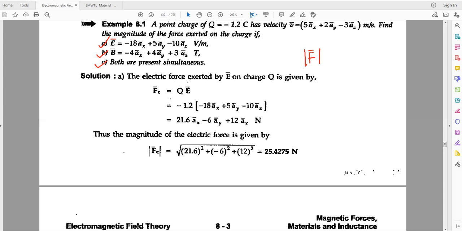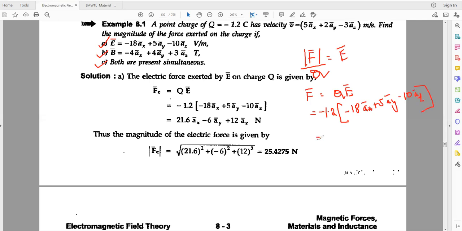What is the magnitude of the force exerted on the charge, given as minus 1.2 coulombs? The formula for the electric force exerted by the electric field on the charge Q is actually force per unit charge, which is the electric field E bar. E is equal to F by Q, and F is equal to Q into E. If both are in vector form, F bar is equal to Q into E bar. What is the Q given? Minus 1.2, and E bar is minus 18ax bar plus 5ay bar minus 10az bar.